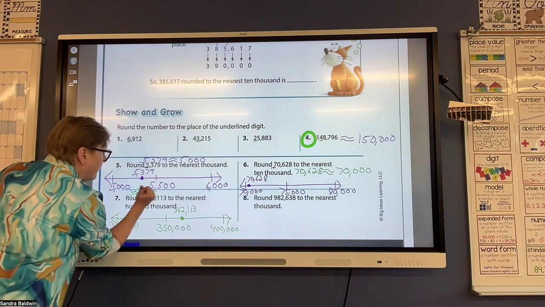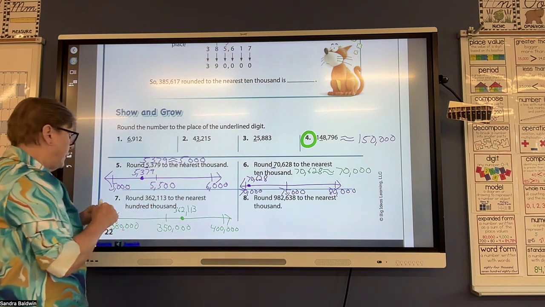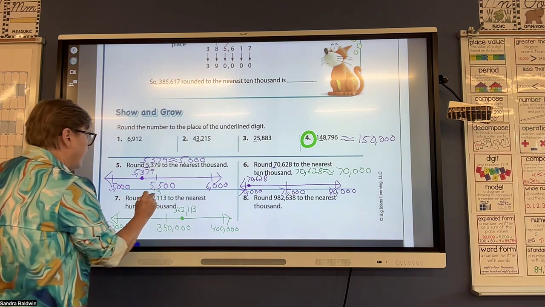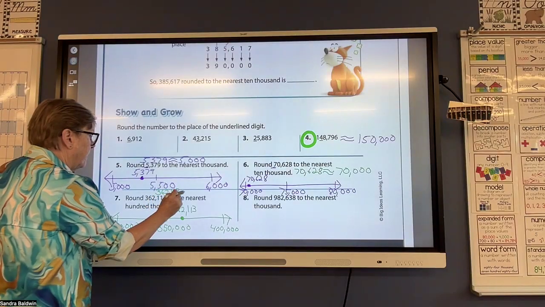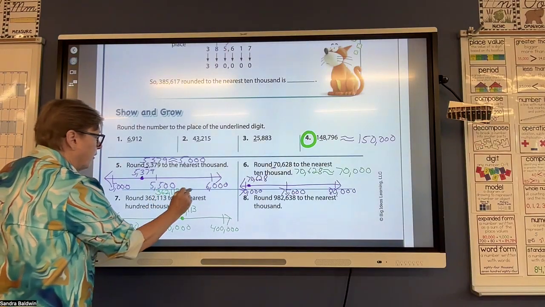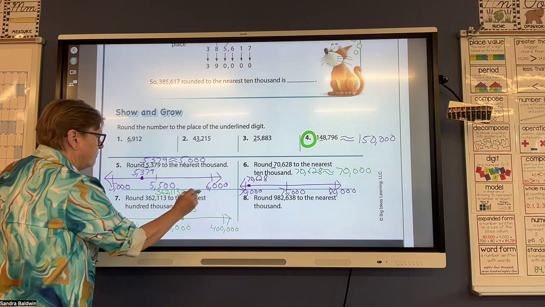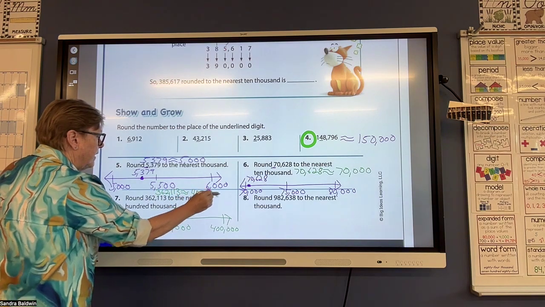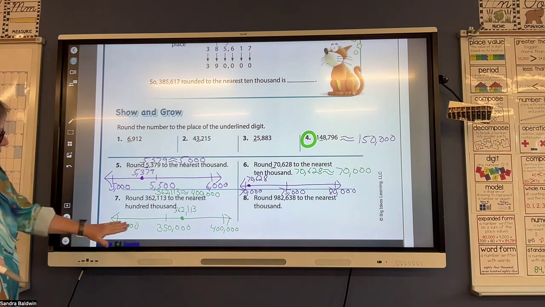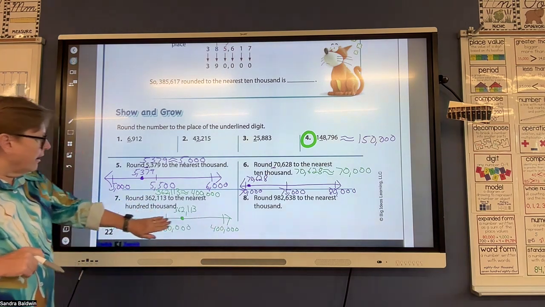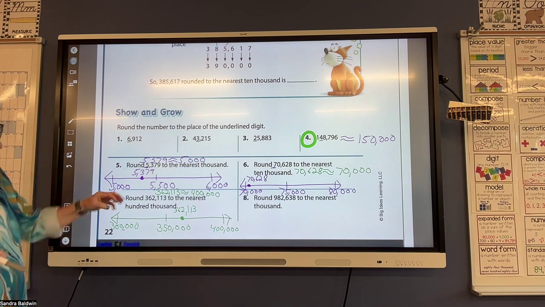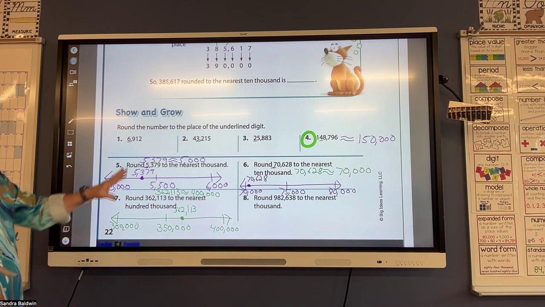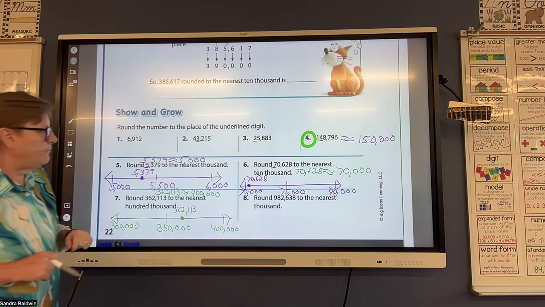So the way we would write that is 362,113 rounds to 400,000. Now for homework, you know that this part is done on your lined paper, and I expect your answers to be on the paper itself. I'm just doing it this way so I can show you on the video.